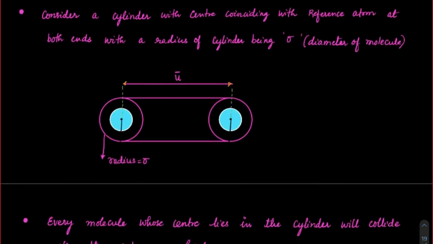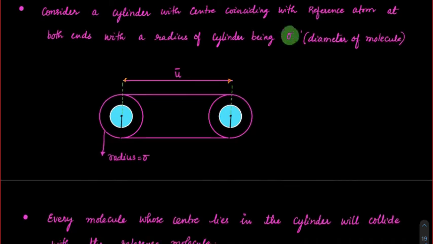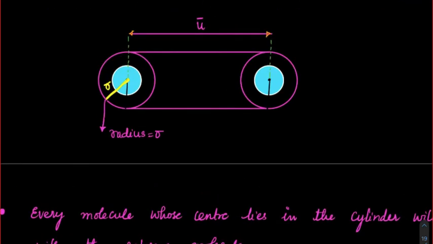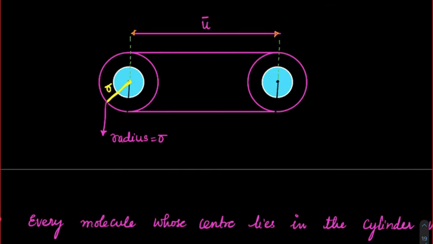Suppose we consider a cylinder with its center coinciding with the reference atom at both ends, with a radius of the cylinder being the diameter of the molecule. So this is the radius, which is sigma. Now consider both ends. I am making a radius, and the radius is of the range of the diameter of the particle.